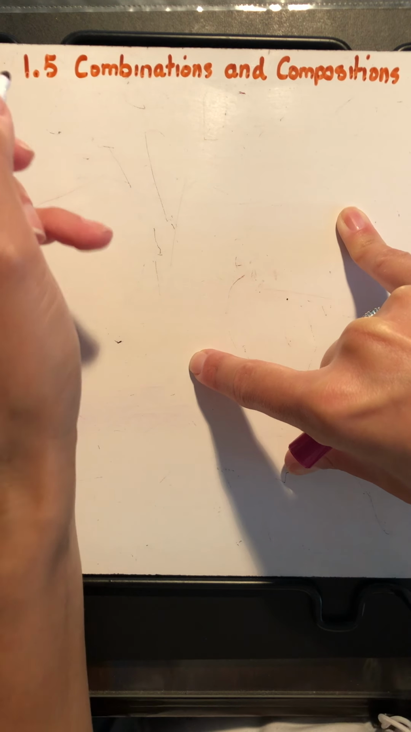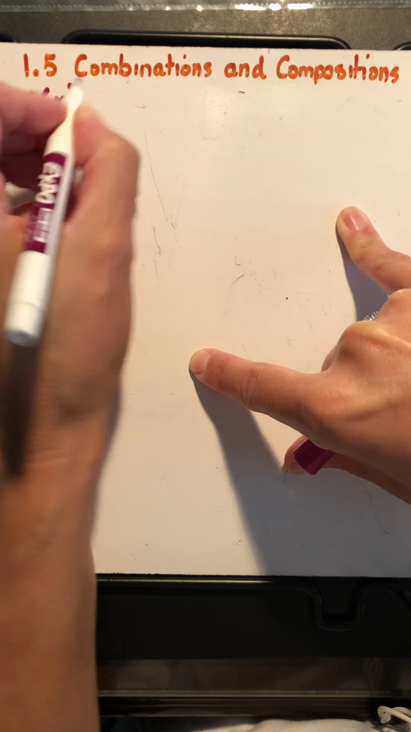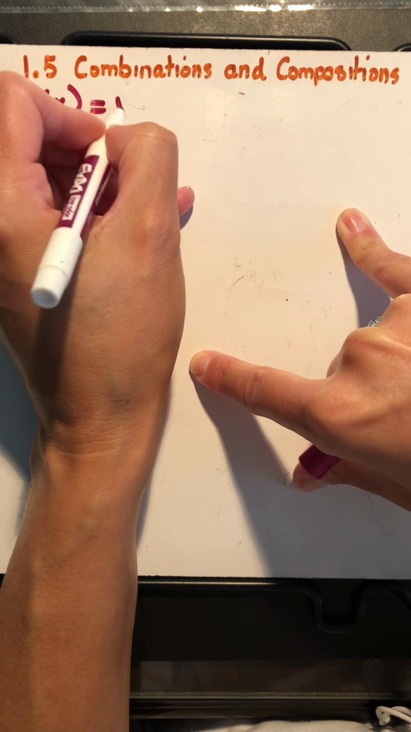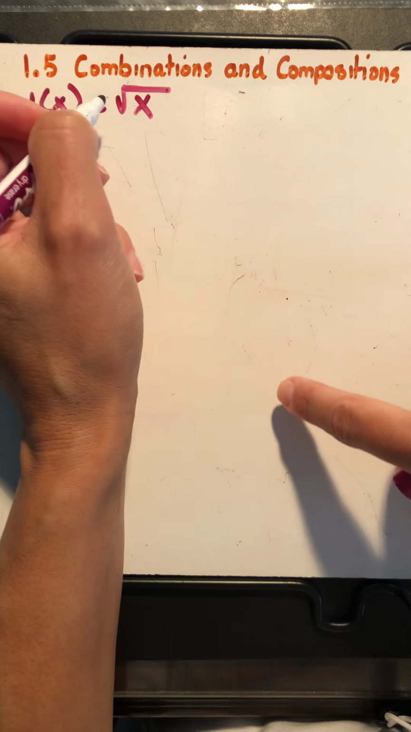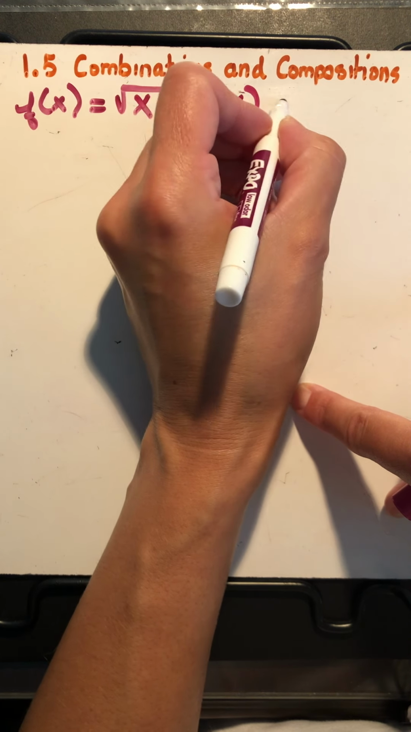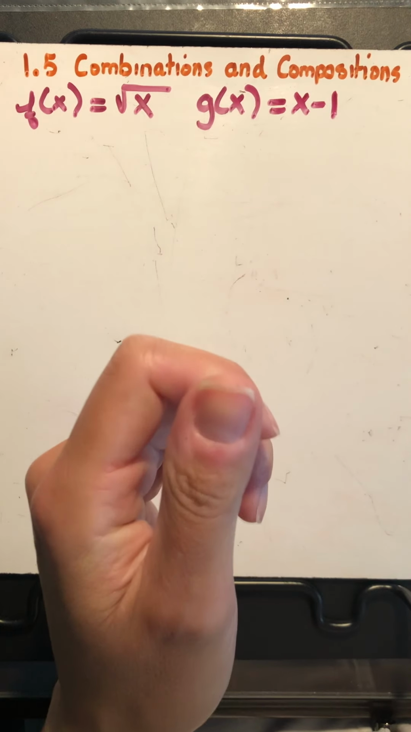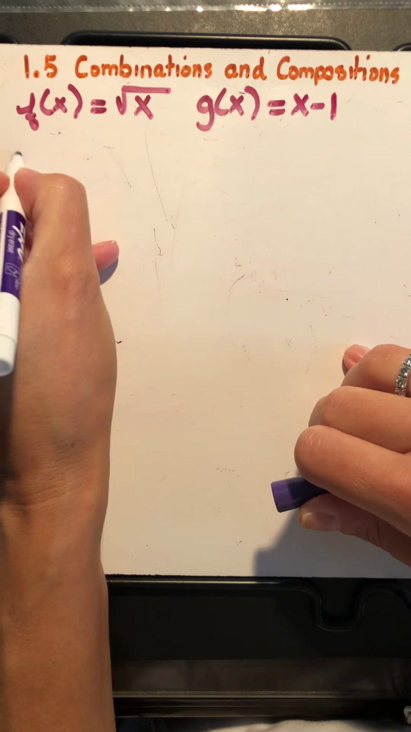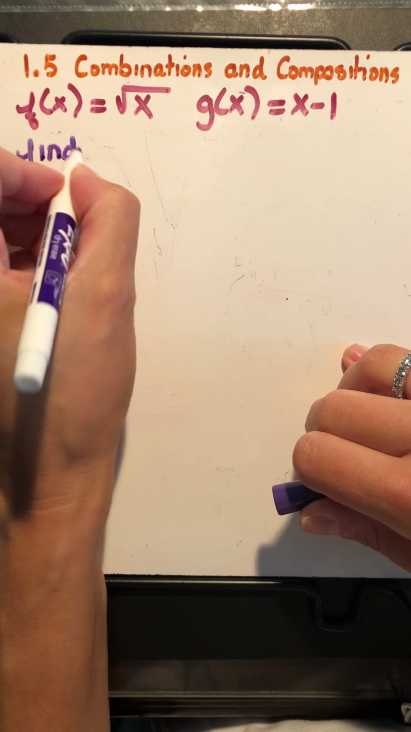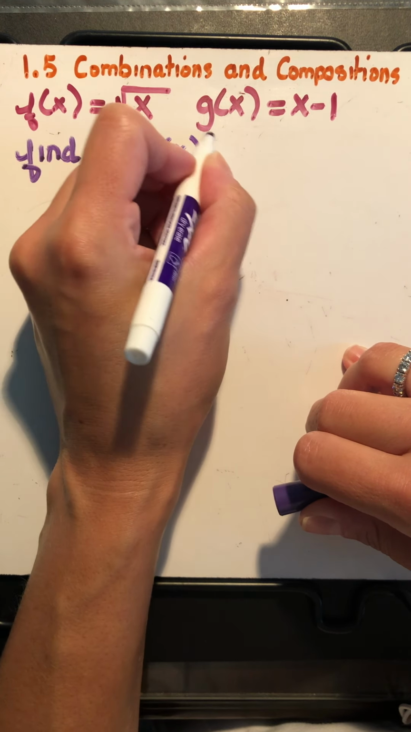So in this example, we are given that f of x is equal to the square root of x, and we are given that g of x is equal to x minus 1. And we are asked to find f of g of x, okay?